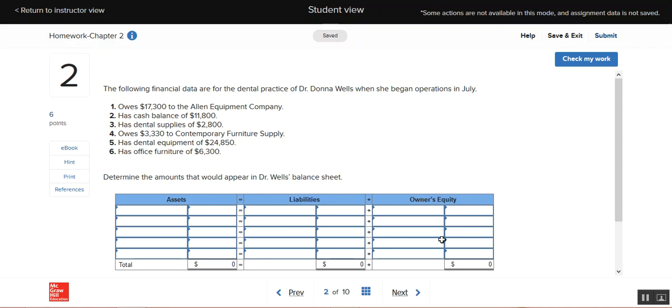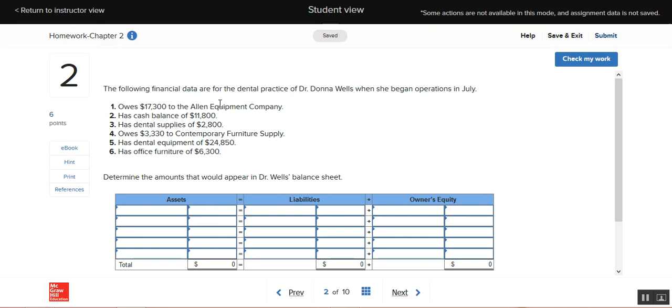Hi class. In this video I thought I would show you some examples of the homework from chapter 2. So I have opened up our homework in Connect. Mine might look slightly different than yours because I'm actually in the instructor site, but it should look pretty close. So I'm in the actual homework that you were assigned, and I'm going to look at numbers 2, 8, and 10 for you so that you can kind of know how to tackle the homework.